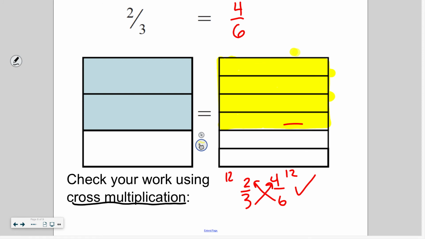So give yourself a nice pat on the back if you got this right, and if you didn't, please look back. Go rewind the video. What did you do wrong? What mistakes did you make so that you don't make that same mistake in your problem set?